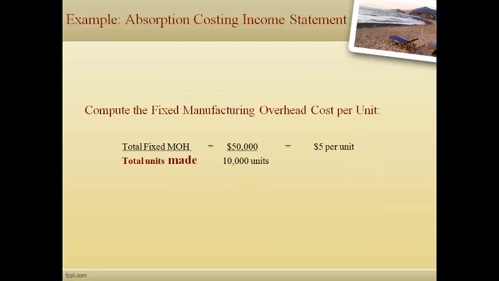Now let's work on the absorption cost income statement. This statement sorts costs by product and period. All product costs use a cost per unit that is then multiplied by the quantity of units sold. This matches the product cost to the sales and accomplishes the matching principle. The first step is to take the total amount of fixed manufacturing overhead and compute the cost per unit by dividing by the total units made during the period.